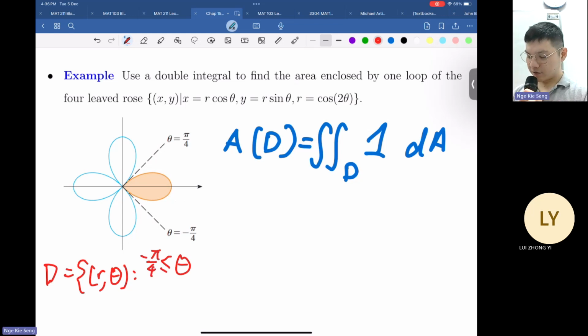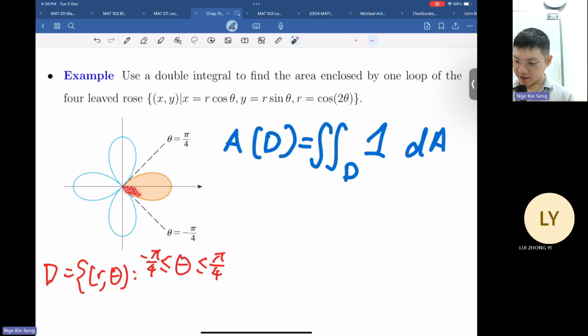Minus pi over 4 to pi over 4. Okay. How about theta? How about r? How do you find this radius here? What's this radius governed by? Cosine 2 theta. So it's bounded above by the function.